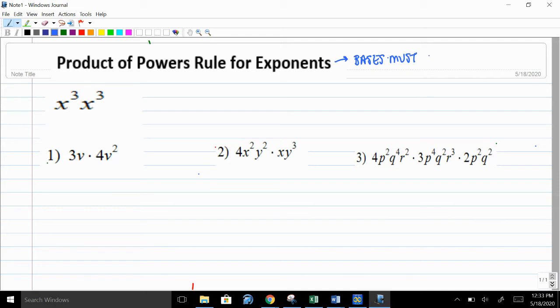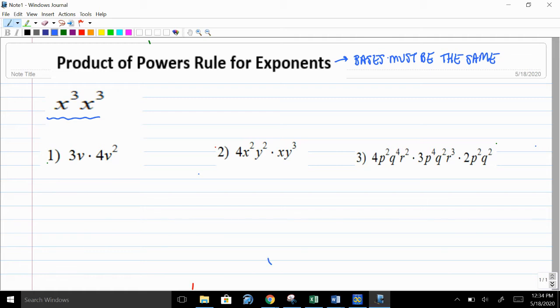What I mean by the bases are really the variables. Sometimes you're going to have problems with numbers, but really the variables. So in this little example I gave you, the bases of each of those powers are x. So that means the rule is going to apply. I can apply this property. I can apply the rule.